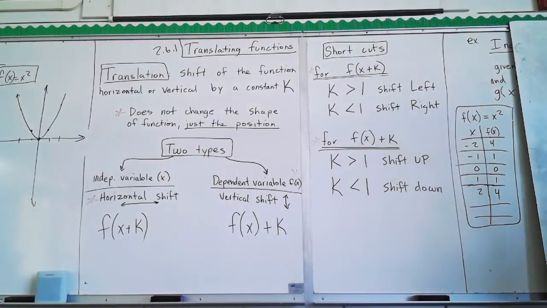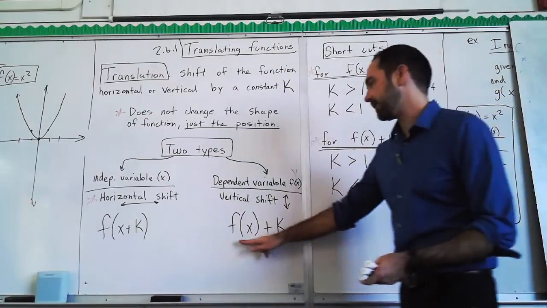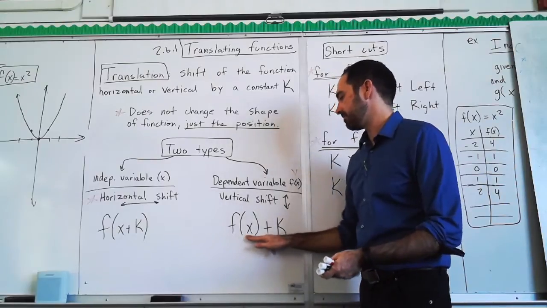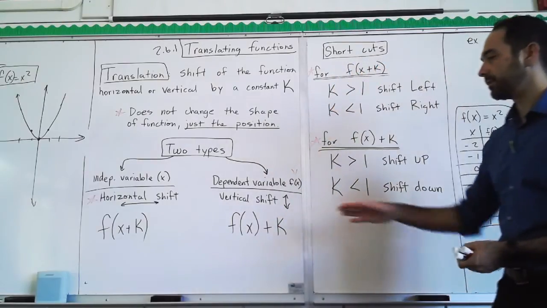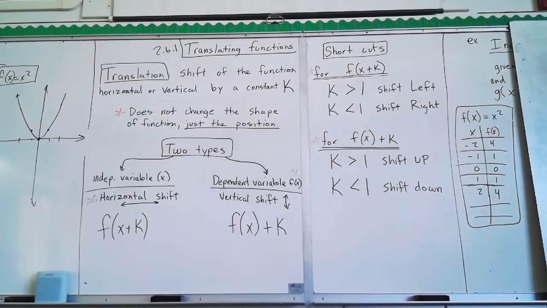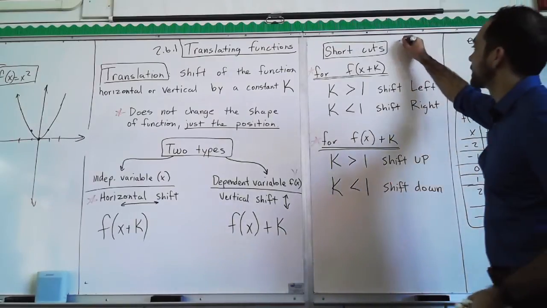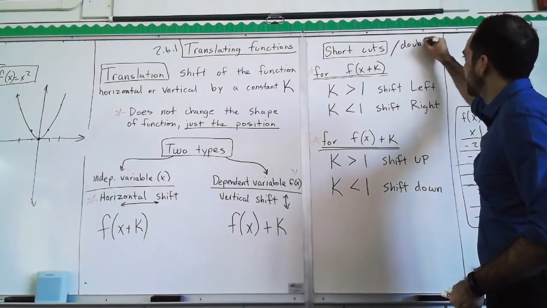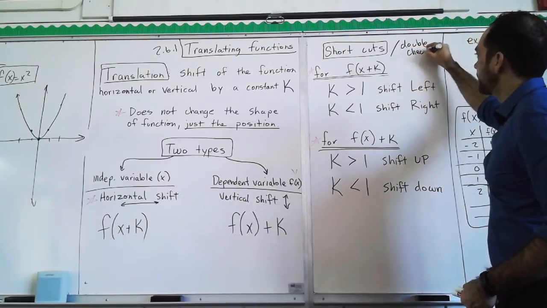Those are really nice to work out using tables, because whatever you got for f(x) for your root function, you just have to add k to it. And that's your new, we'll call it g(x), because that's our translated function. All right, these shortcuts, I'm going to say slash double check, help us double check if we graphed it correctly.